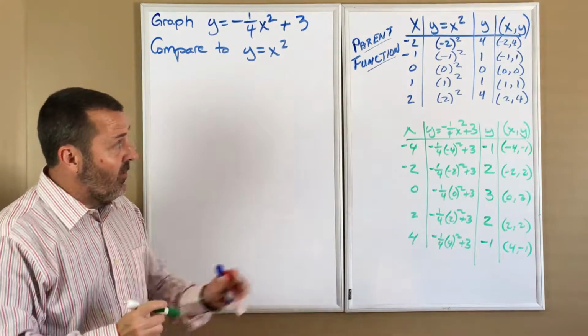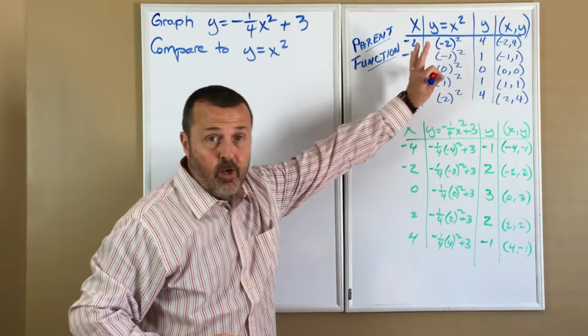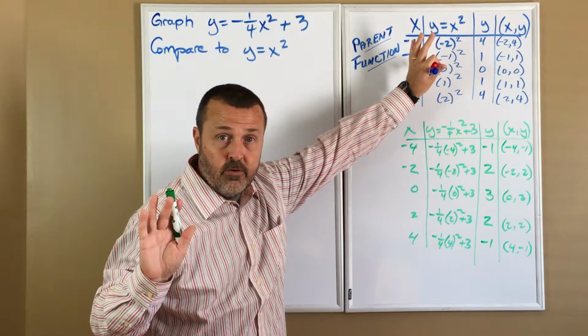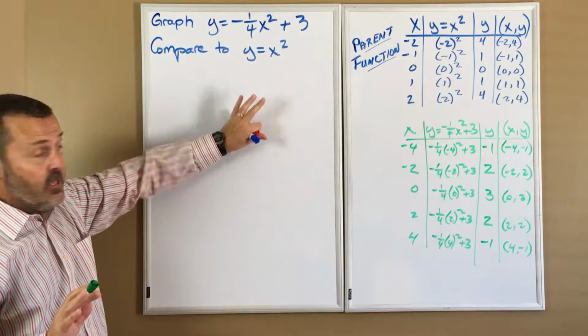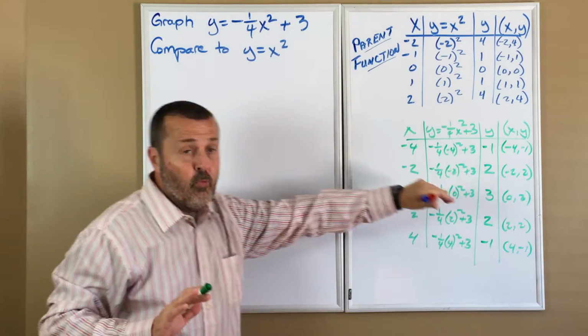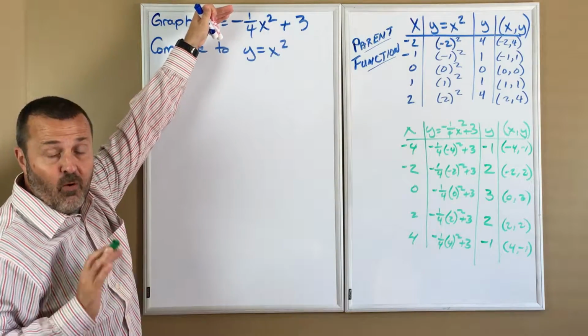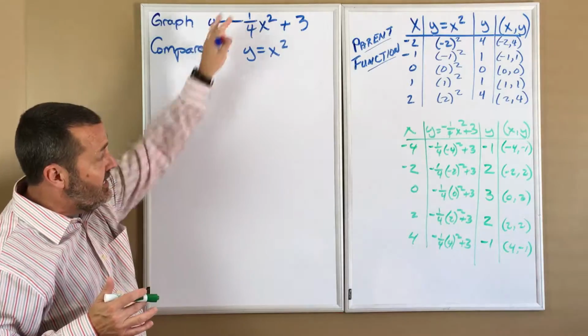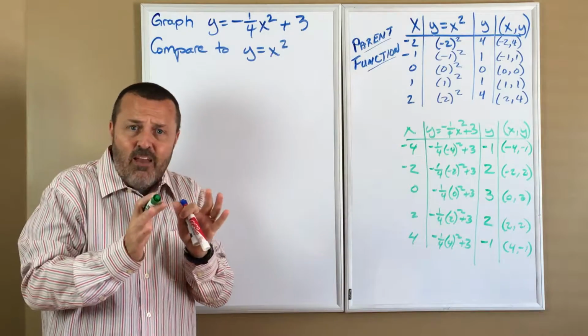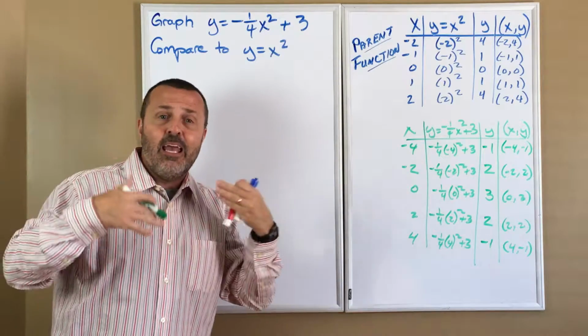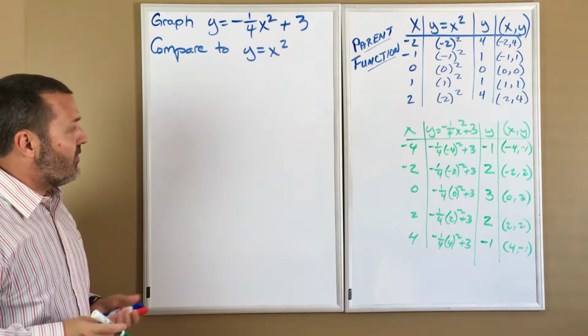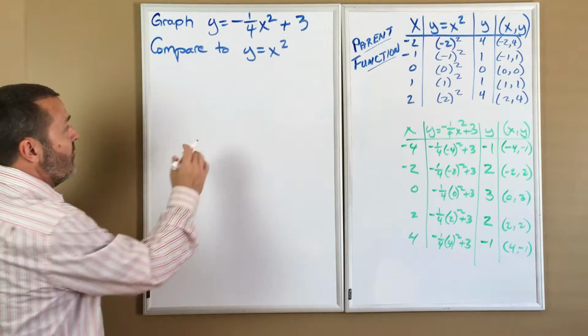Okay? Now, what we can do is take the blue data, the parent function, and graph it on our graph. Then we can take the green data, which is the function that we're dealing with, our y equals ax squared plus c, and graph it. And then we can make some comparisons about the two. I'll use my red ink for my graph.